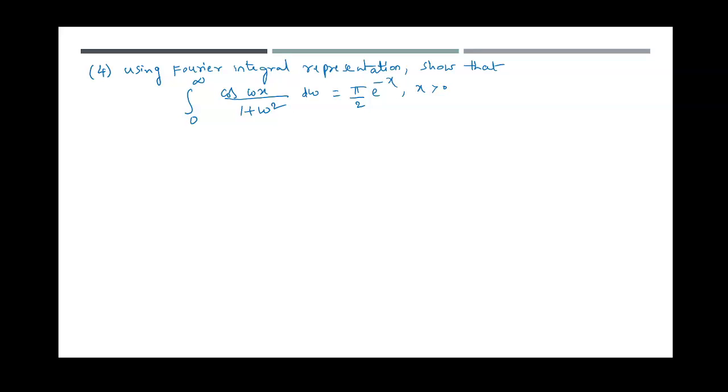So here, even in this question, first observe the given integrand and RHS. Here also, using Fourier integral, we have to evaluate this integral. Using Fourier integral formula, we have to evaluate this integral. So here again, in this type of questions, first consider RHS as f of x. Let f(x) equal to pi by 2 e power minus x.